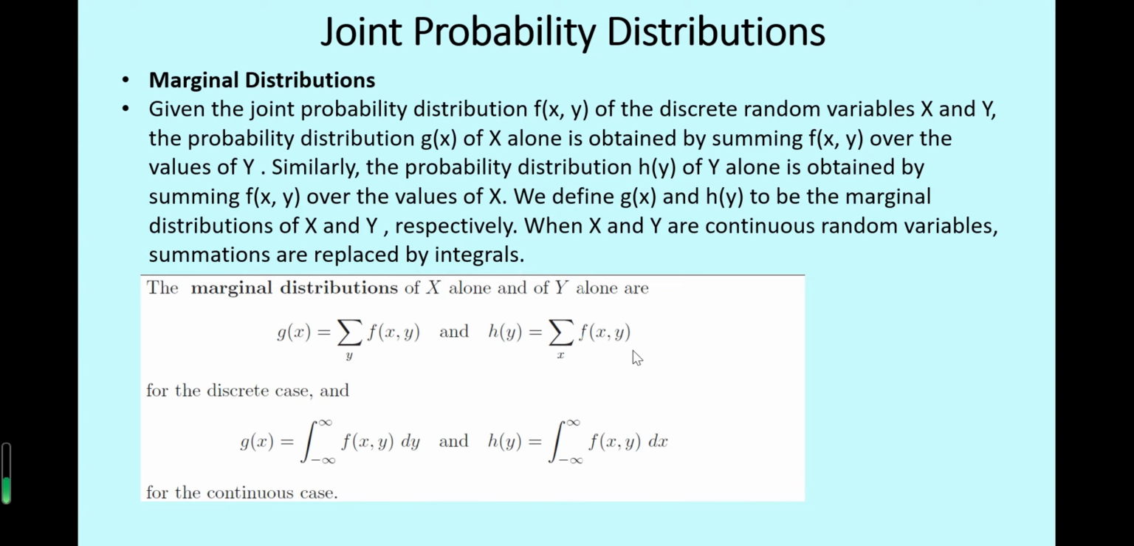So for the marginal distributions of discrete random variables, g(x) equals the sum of f(x,y) over y, and h(y) equals the sum of f(x,y) over x. For the continuous case, g(x) equals the integral of f(x,y) over dy, and h(y) equals the integral of f(x,y) over dx.